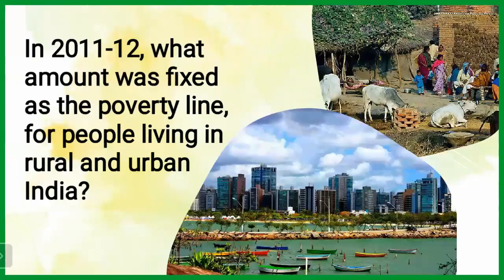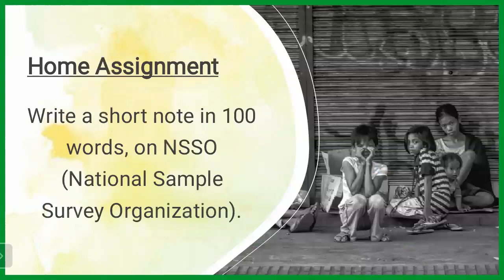Now, next question is, in 2011-12, what amount was fixed as the poverty line for people living in rural and urban area? For rural area, it was 860, and for urban area, it was 1,000 rupees. Yes, very good. For rural area, it was 816 rupees per person per month, and for urban area, it was 1,000 rupees per person per month. Very good, Shalini. Now, note down your homework. Write a short note in 100 words on NSSO, that is National Sample Survey Organization.